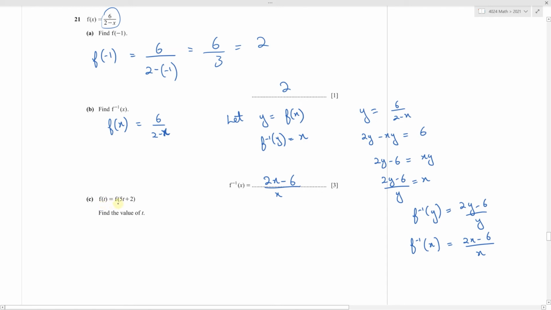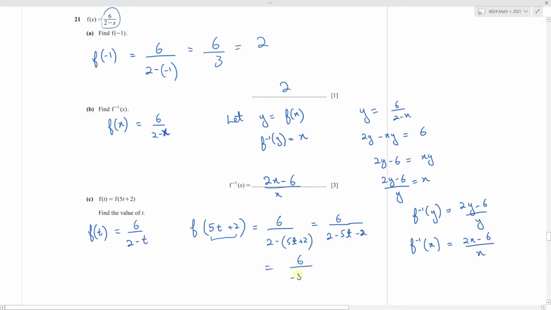Part C is f of t equals to f of 5t plus 2. Find the value of t. So let's first find f of t. I'll substitute x with t here. So this will be 6 over 2 minus t. And then f of 5t plus 2 will be 6 over 2 minus, again in place of x, I'll substitute this, which is 5t plus 2. And if I open this bracket, I will get 6 over 2 minus 5t minus 2. 2 minus 2 is 0, so this will give me 6 over minus 5t.